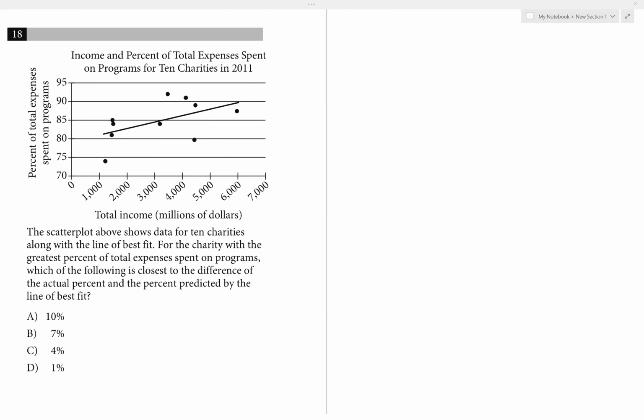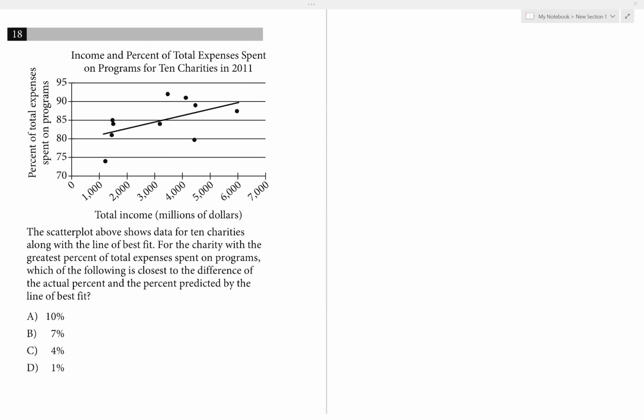All right, number 18. The scatter plot above shows data for 10 charities along the line of best fit. For the charity with the greatest percent of total expenses spent on programs, which of the following is closest to the difference of the actual percent and the percent predicted by the line of best fit?